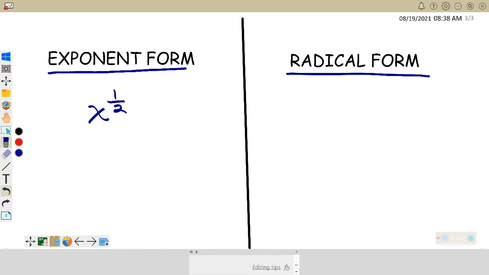Well, guess what, you guys? All that means, let's check this out, is it just means the square root of x. You guys know how to deal with exponents now. I've given you 7 rules of exponents. Now we're getting into fractional exponents. All it means is square root of x.